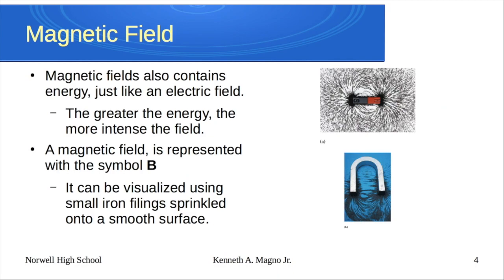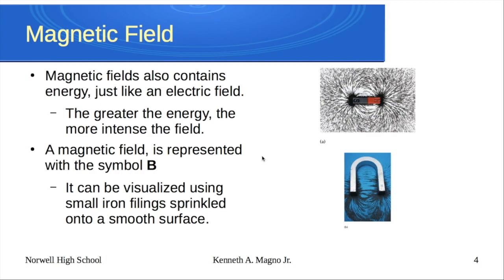So basically, a magnetic field is going to contain energy just like the electric field does. And the greater that energy, or the greater the intensity of the field, the closer those lines are going to be together. So just like on this image here, you notice towards the actual poles, really close, intense field, because it's going to be stronger here, more energy there. We're going to use a capital B to represent the magnetic field.